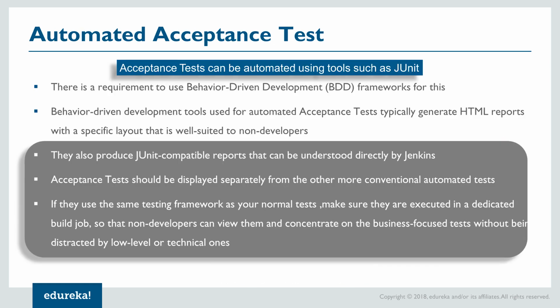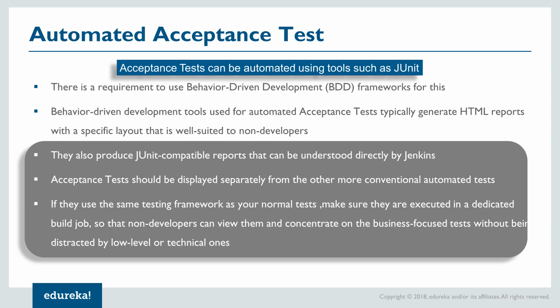Now, acceptance tests can be automated using tools such as JUnit, and you need to automate them if you want to create a full-fledged and effective CI/CD pipeline. There's a requirement to use a behavior-driven development framework for this when you're using JUnit for acceptance tests, because both behavior-driven development and acceptance tests are focused on how your software or application is behaving in real time and how close it is to the end user's requirement.